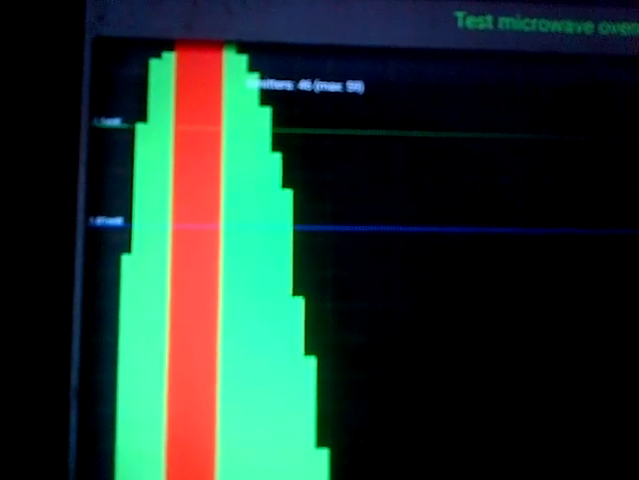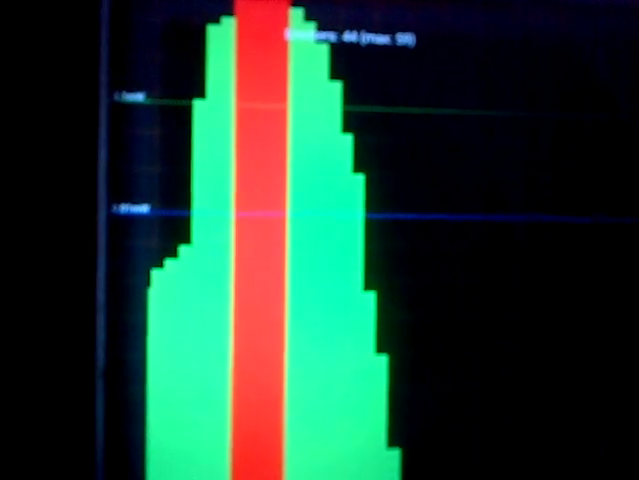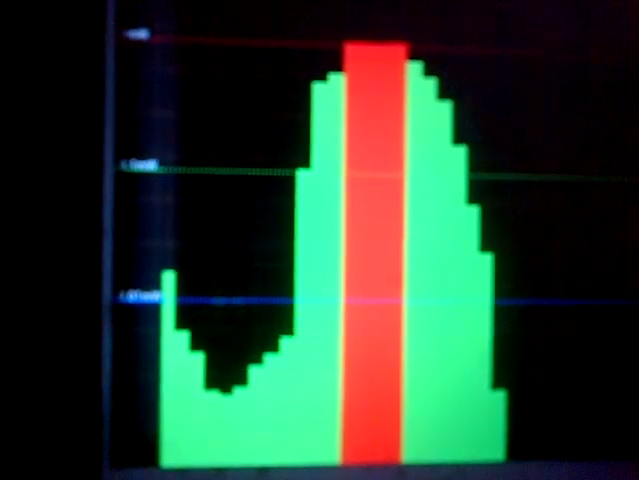So it's green and red. Green is safe. Red is not safe. So it's now at 0.01 megawatt. It's below the smallest little blue line here. It reads out at the very, very left side here. You can see it drawing in the latest readout. Okay, so it's just above the 0.01 megawatt.